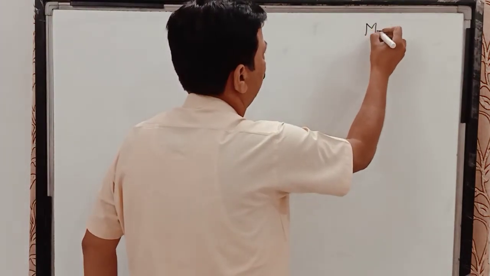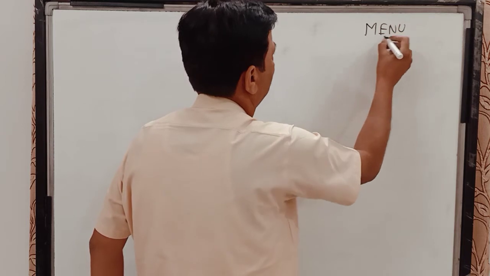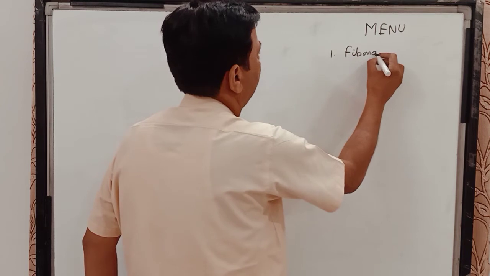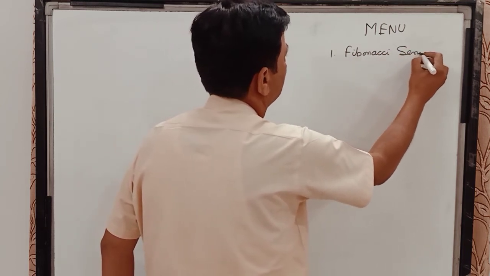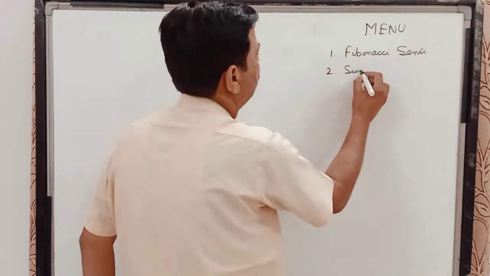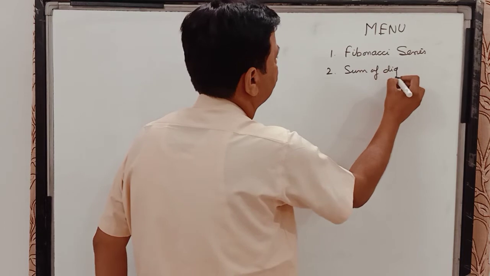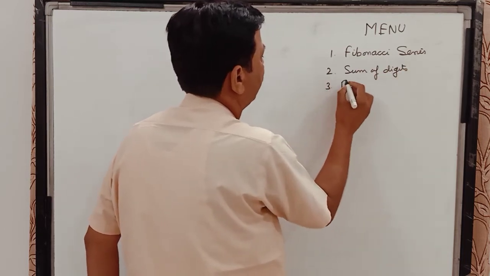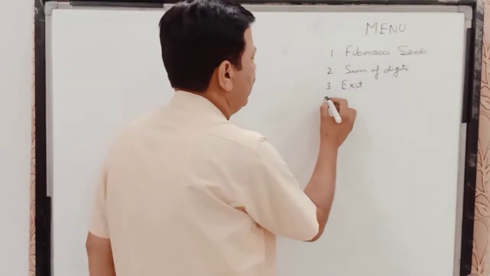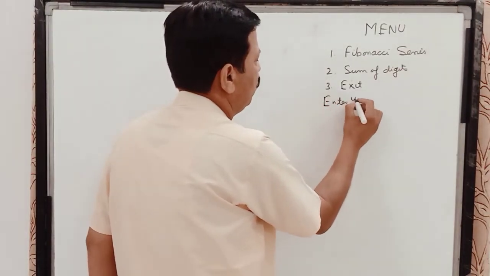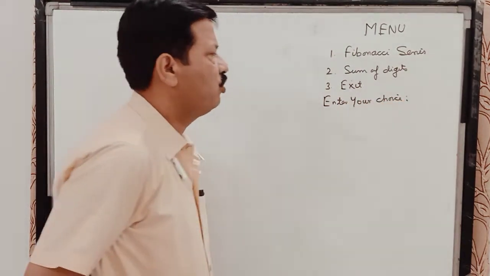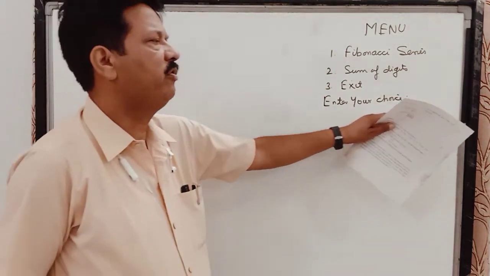Menu means that when your program gets executed, you should get a menu, and in this menu you should get your choice, like Fibonacci series. This is the first choice. The other one is sum of digits. So these are the two programs, and the third option I am including here is exit, and here the user should be given "enter your choice". So the user should be given to enter his choice, and he enters his choice in any variable.